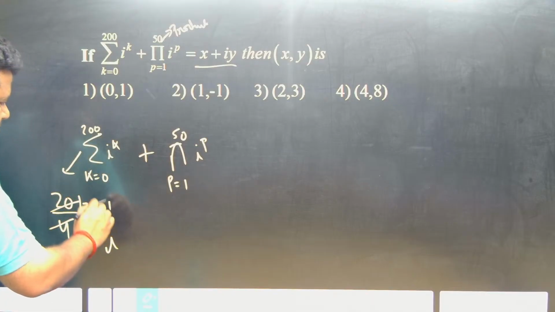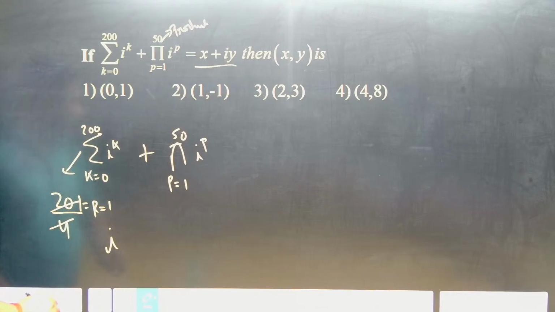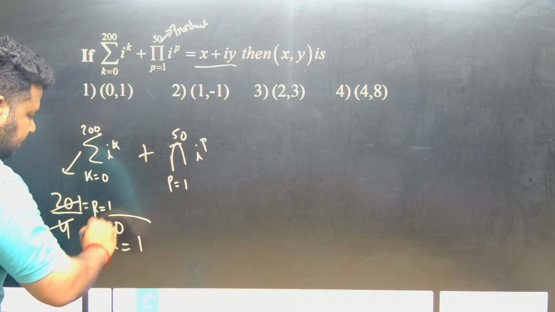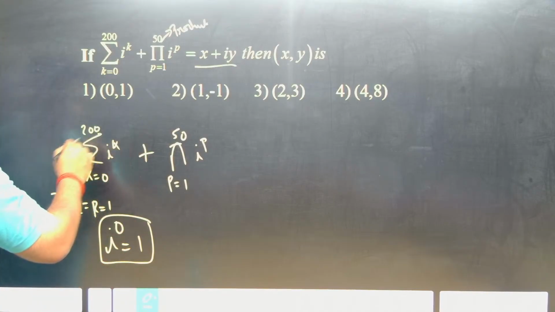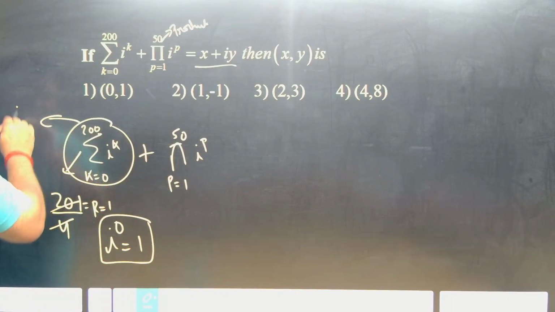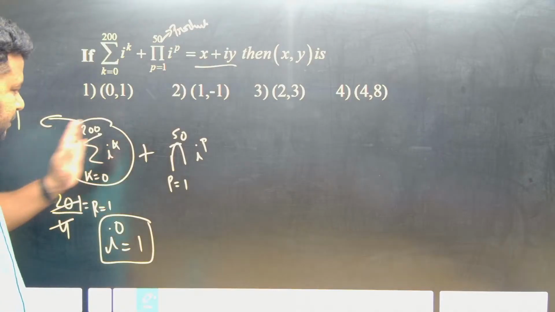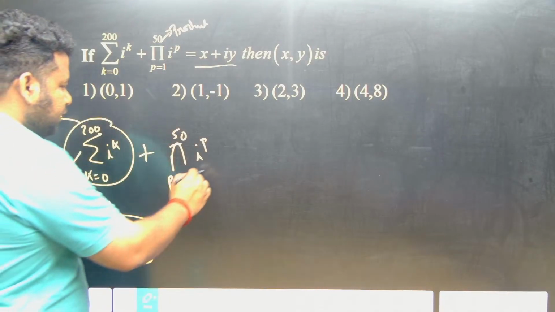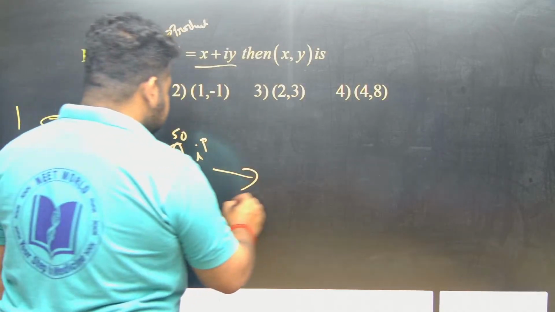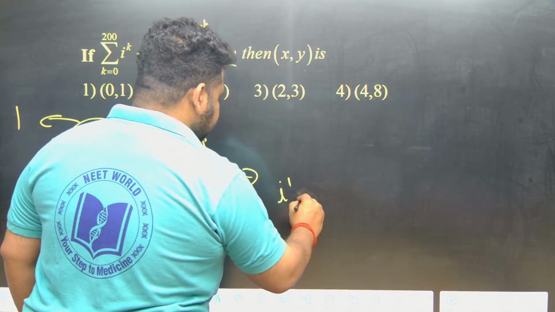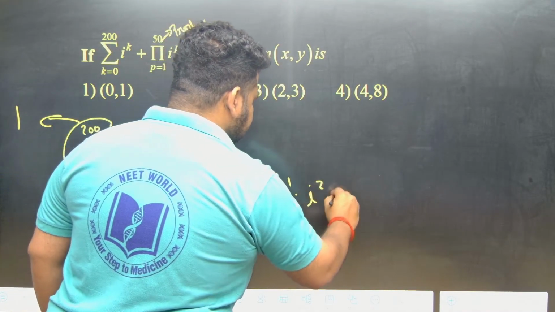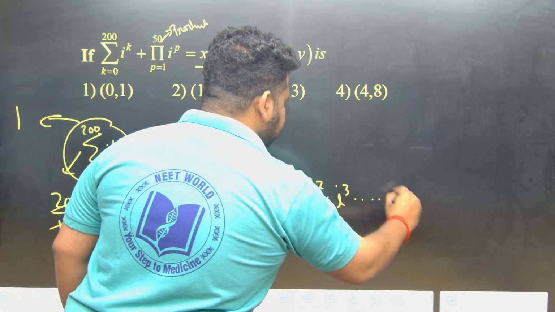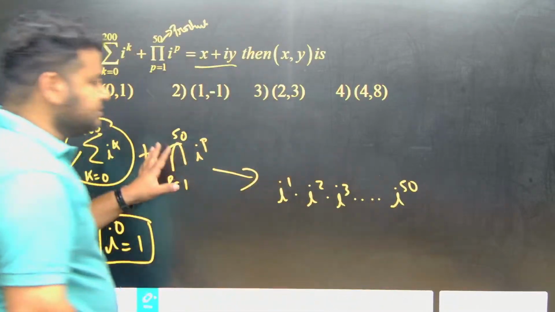First term here is, k running from 0 to 200, i power 0. I power 0 is 1, because anything to the power of 0 is 1. So this value is 1. Plus, we have to find this value. How to find it? They have given pi, which means see, i power 1 into i power 2 into i power 3 up till i power 50 we have to do, because pi means it is the product.